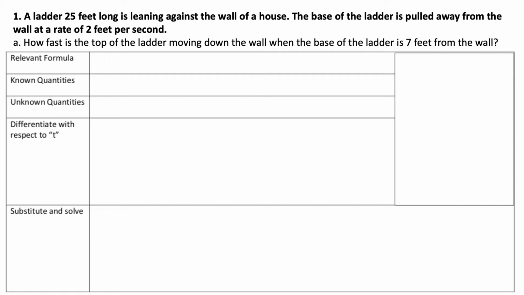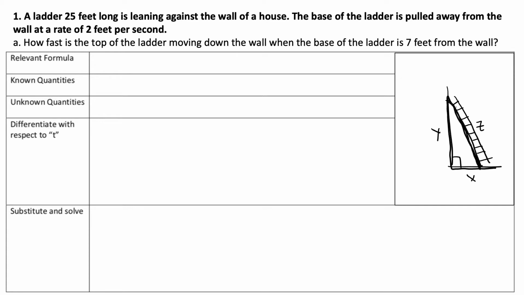So we have a 25-foot long ladder leaning against a house. So here is my ladder leaning against a house. And I can see that what I've created here is actually a right triangle. So when I go to determine my relevant formula, I want a formula that's going to relate the sides of my triangle, my horizontal, which I'm going to label as x, my vertical, which I'll label as y, and then my diagonal, which I will label as z.